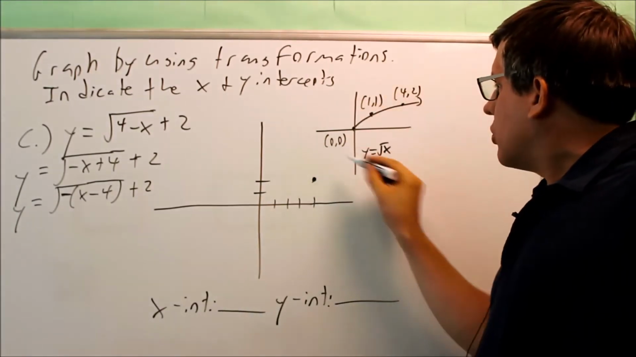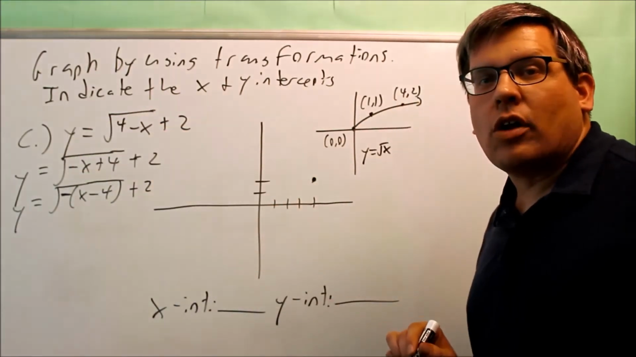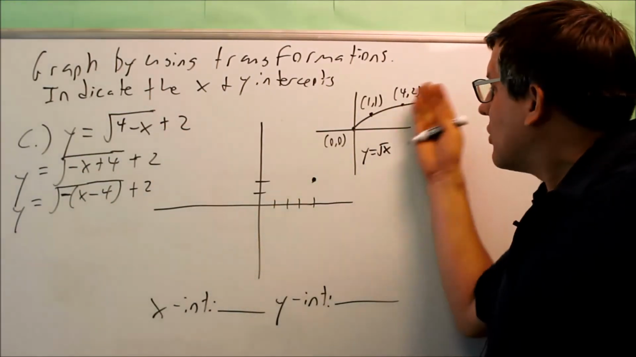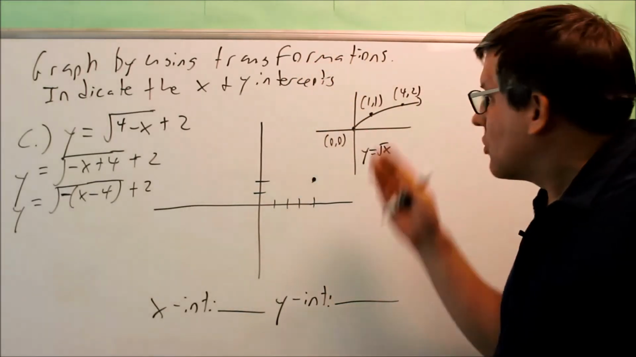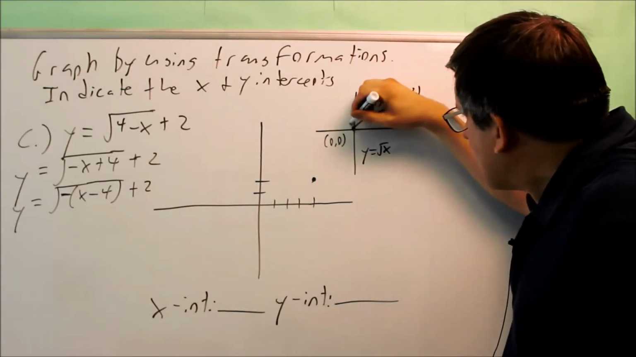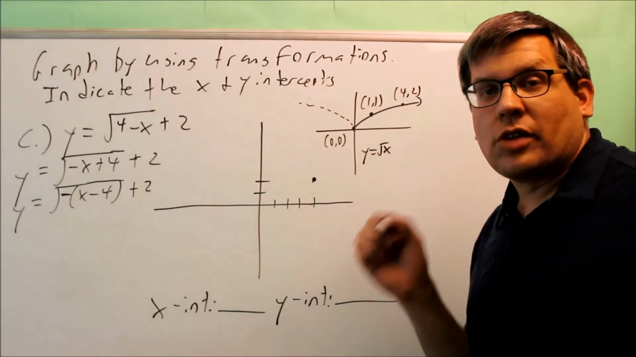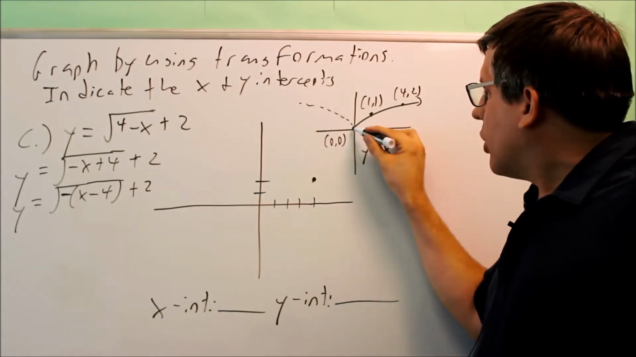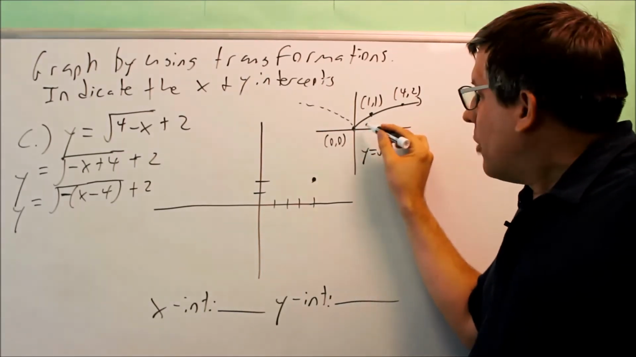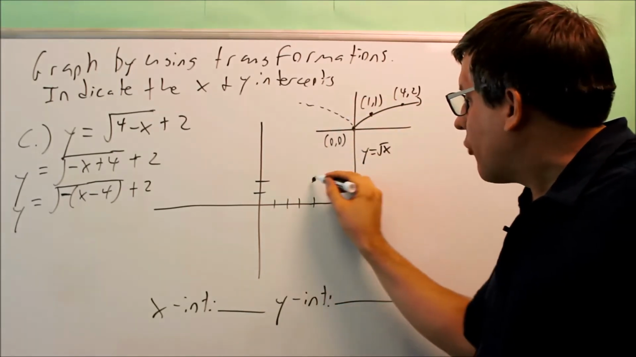Notice that our original graph looks like this. However, I have a negative on the inside. Now what a negative on the inside does is it's going to flip the graph over the vertical axis instead. So it's going to go this direction, which means the graph is actually going to have to go this direction, opening up to the left instead of the right. So how do I get to the next point? Well, normally I would go to the right and up 1, but because it's going to go this way, I'm going to go to the left and up 1. And I'm going to do that from my starting point.